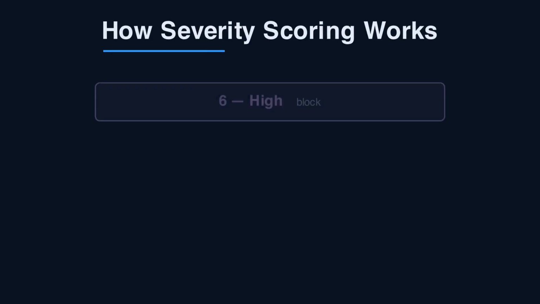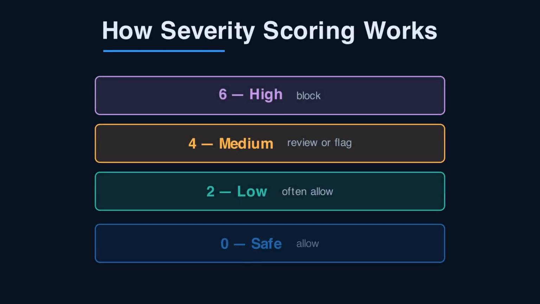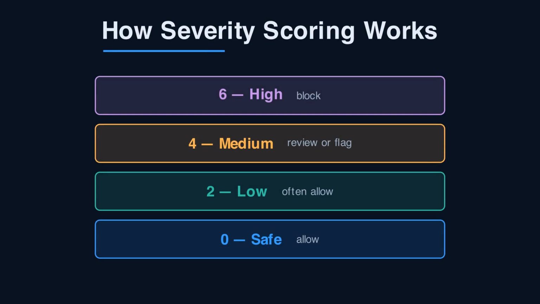For text, the analyze endpoint can return severity on a 0 to 7 scale, giving you 8 discrete levels of harm. There's also a trimmed mode that collapses to 4 levels: 0, 2, 4, and 6. 0 means safe, and the numbers climb with intensity and explicitness.